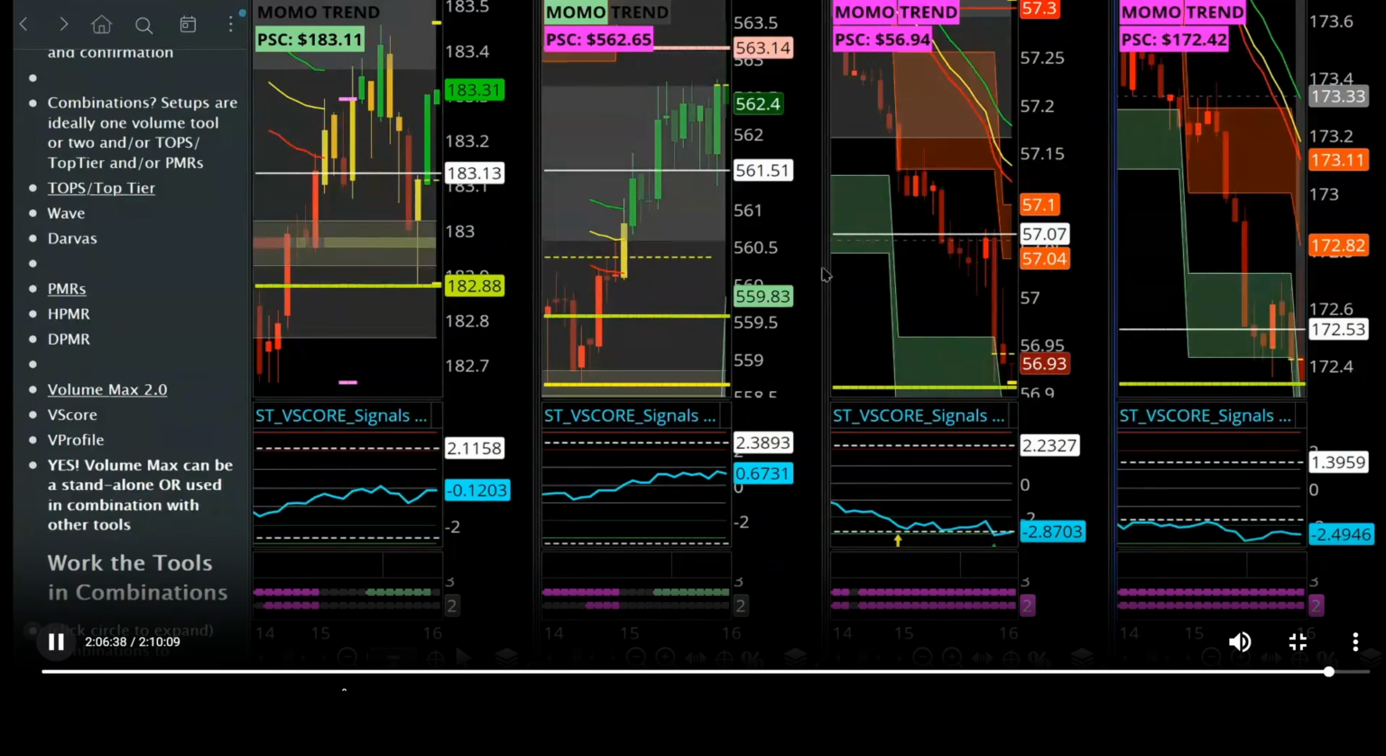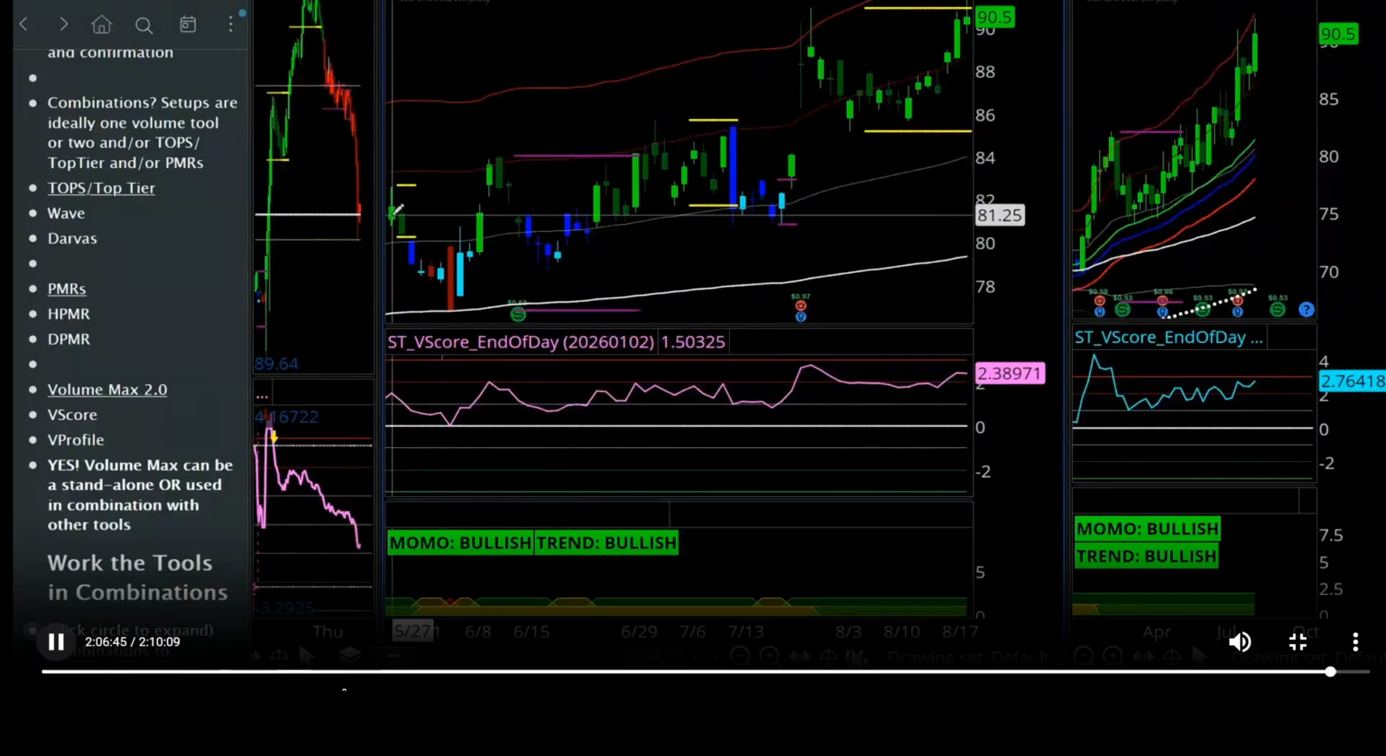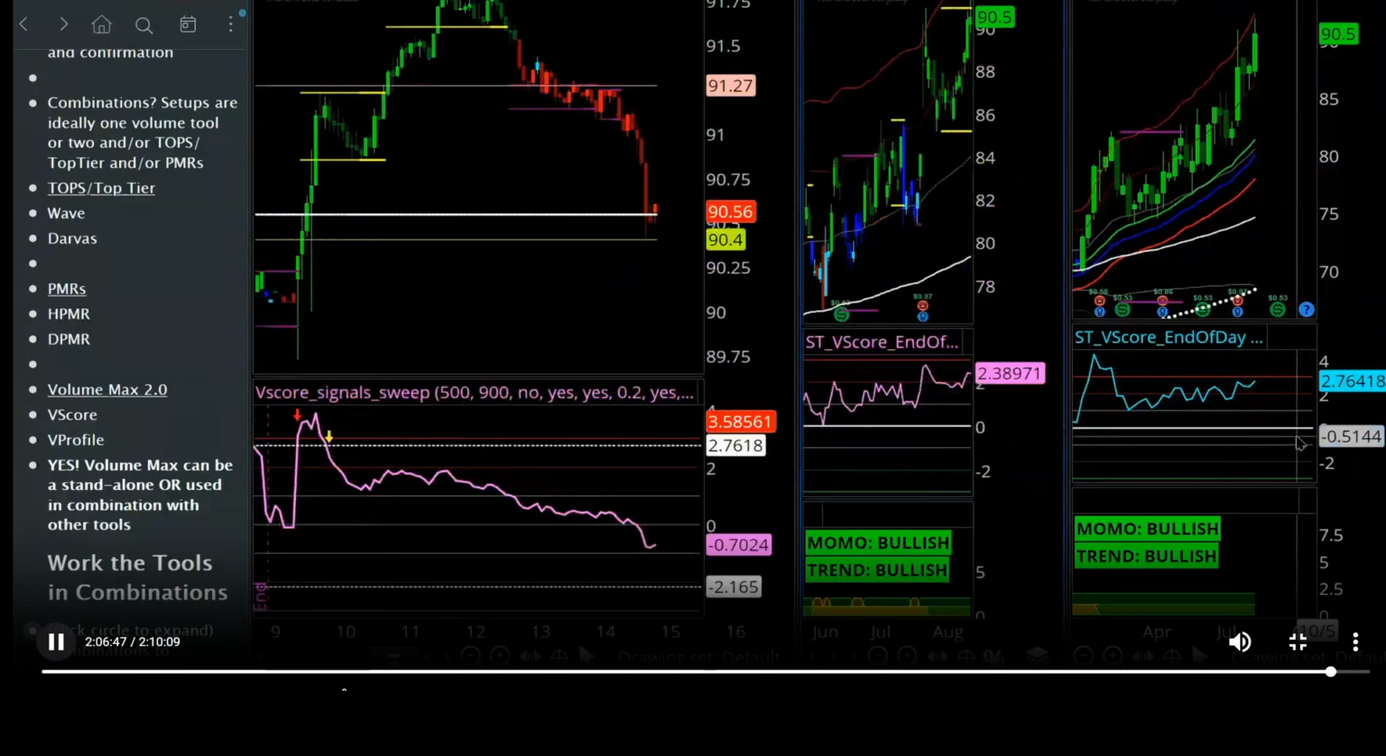One of the other ones that I haven't talked about, because it's not really within the volume spectrum, is things like the opening range and the initial balance. We have a tool that automates that. Yeah, we have a lot of very cool things.